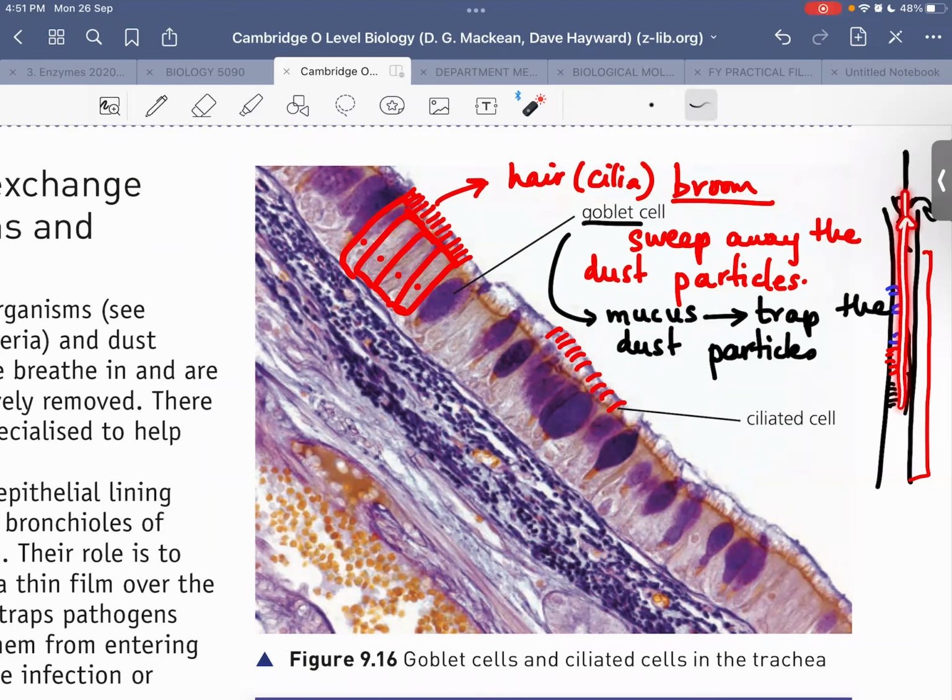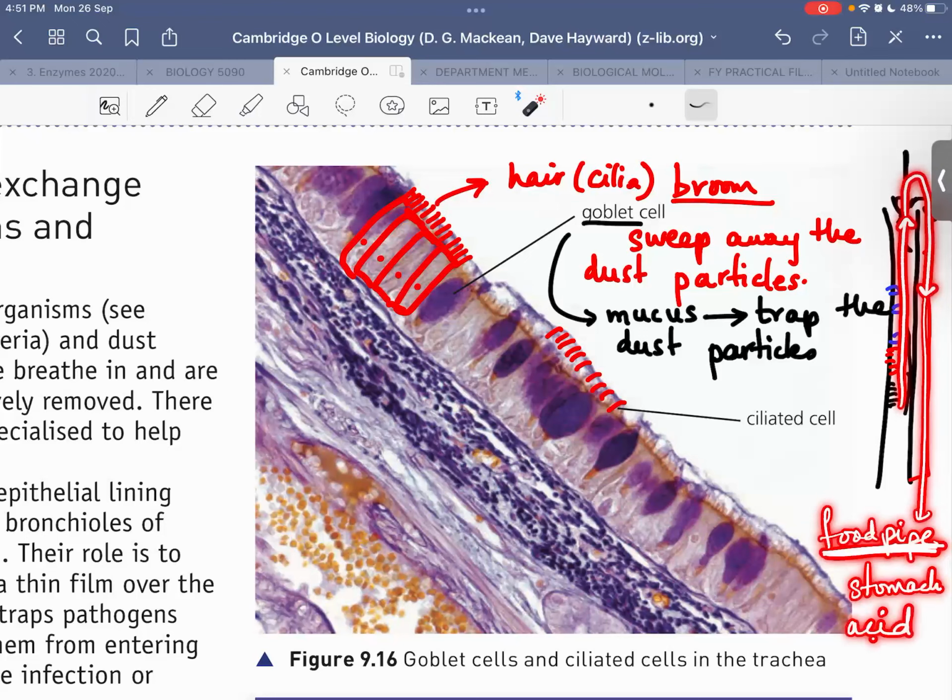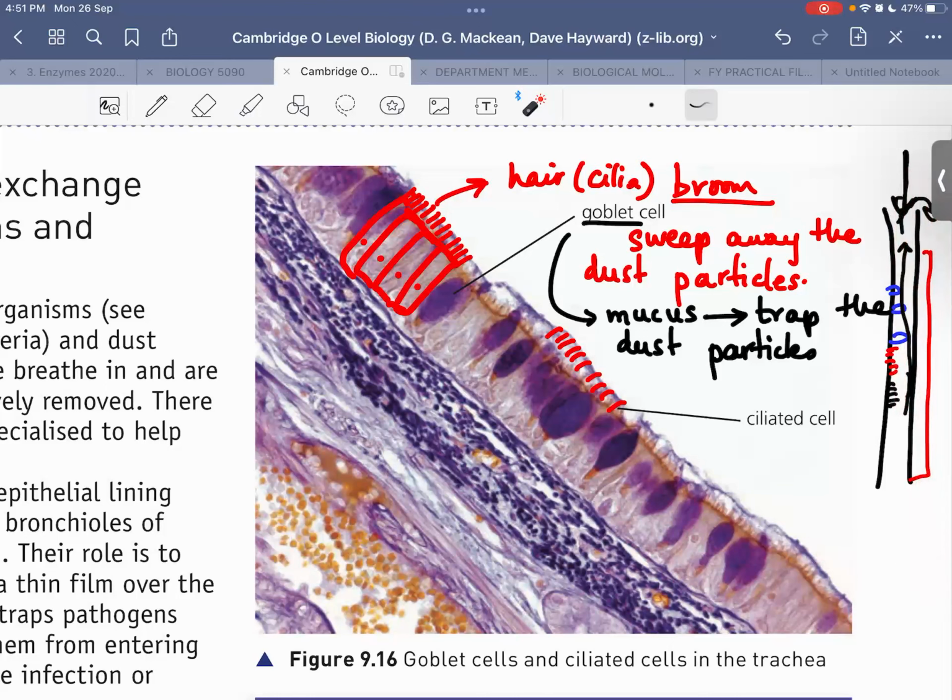And what is the cilia doing? It is sweeping all these dust particles upwards and then finally into your food pipe. And from the food pipe, where will this go? You will be swallowing this dirty mucus which has trapped all the dust particles into your stomach, and inside your stomach, the stomach acid will kill all these bacteria that you have accidentally inhaled through your trachea. Is that understandable, Anisa? Yes, miss.